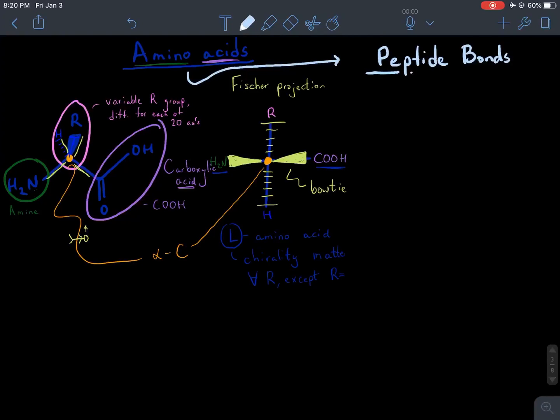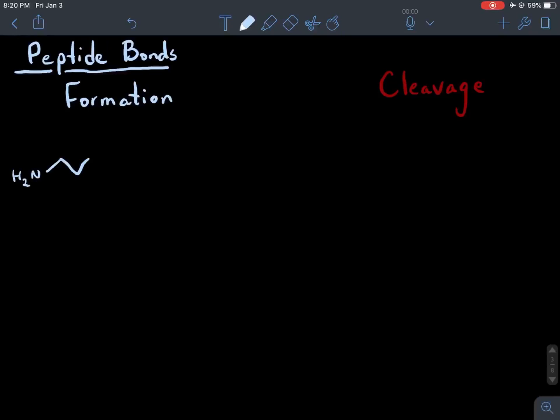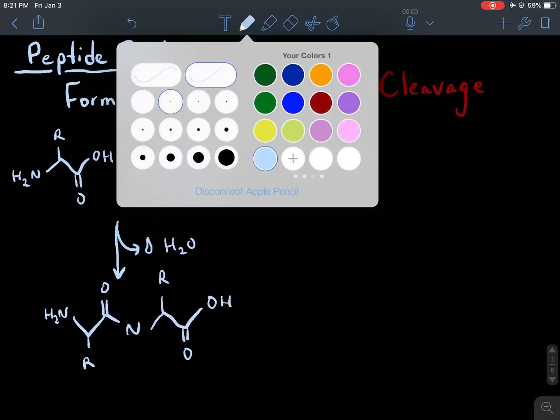Alright, cool. So now that we know what amino acids look like, we can talk about how they link up and how they break apart. The bonds between amino acids are known as peptide bonds. Imagine if we had two amino acids. A peptide bond occurs when the carboxyl group of one amino acid joins together with the amino group of the other amino acid. And anytime a peptide bond is formed, one molecule of water is given off.